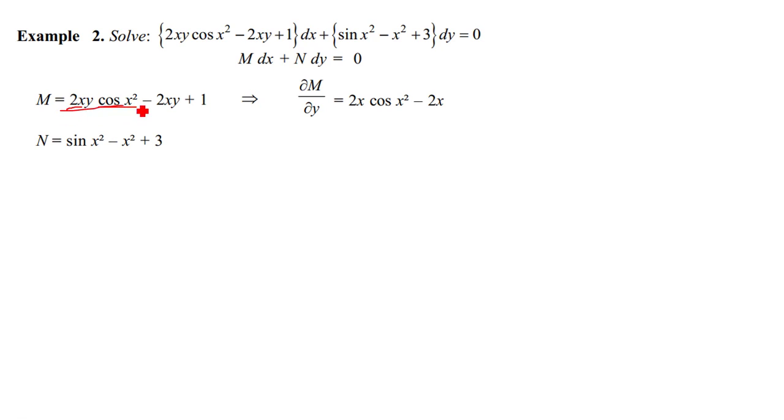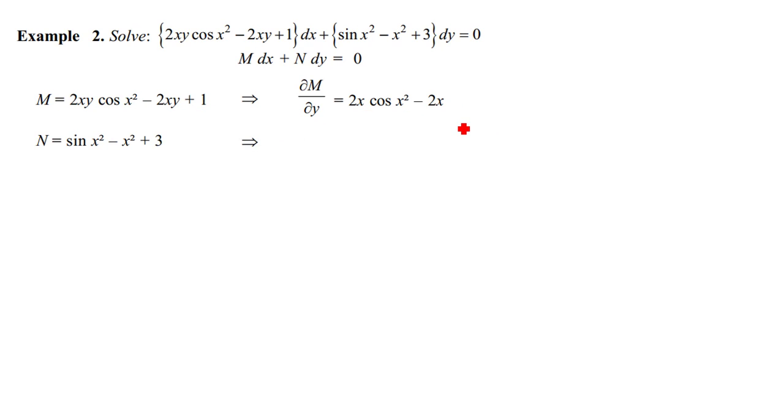So when you differentiate this with respect to y, you are going to get this term there. When you differentiate this with respect to y, you're just going to have 2x. Differentiate 1 with respect to y, you get a 0. Same applies to the second part there.